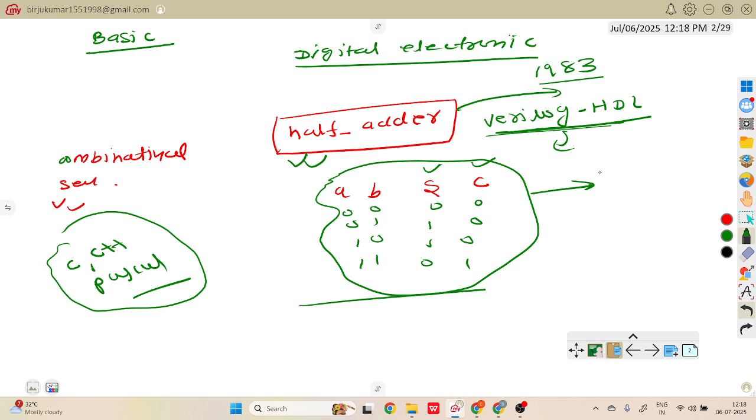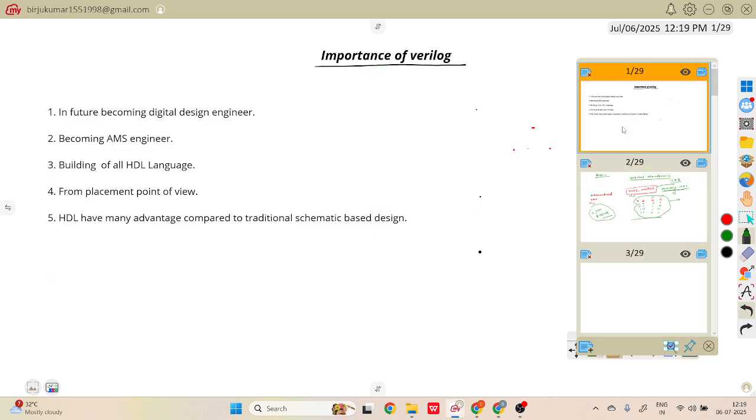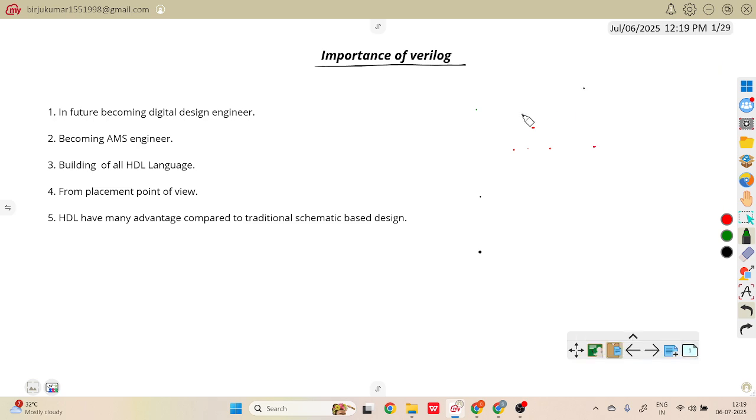So for that purpose, you need to study the Verilog HDL. That's why we will study it. Verilog is a hardware description language, and the point is that it is just a language, just like Hindi, English, or C.